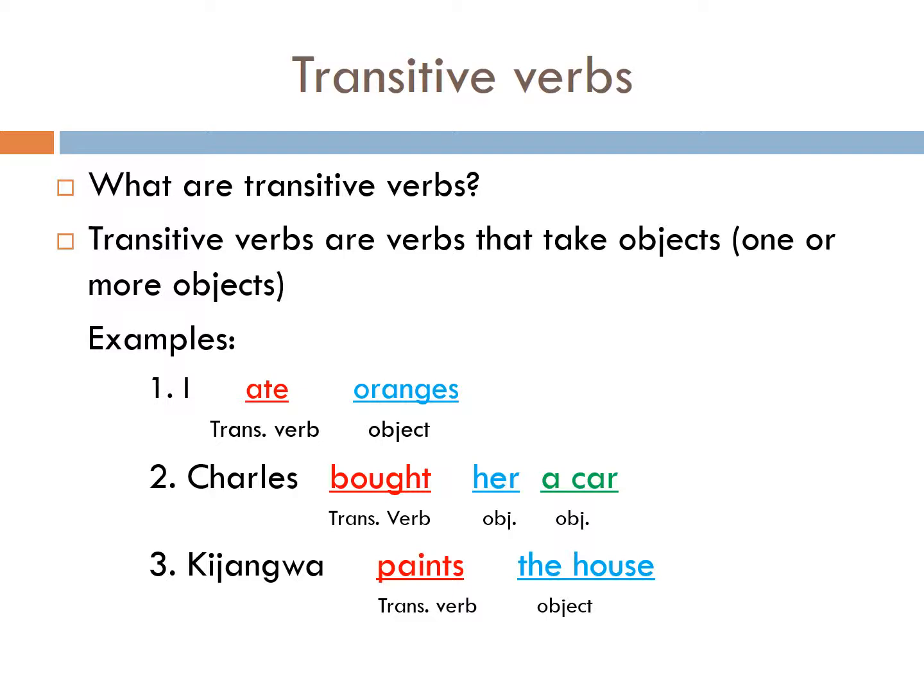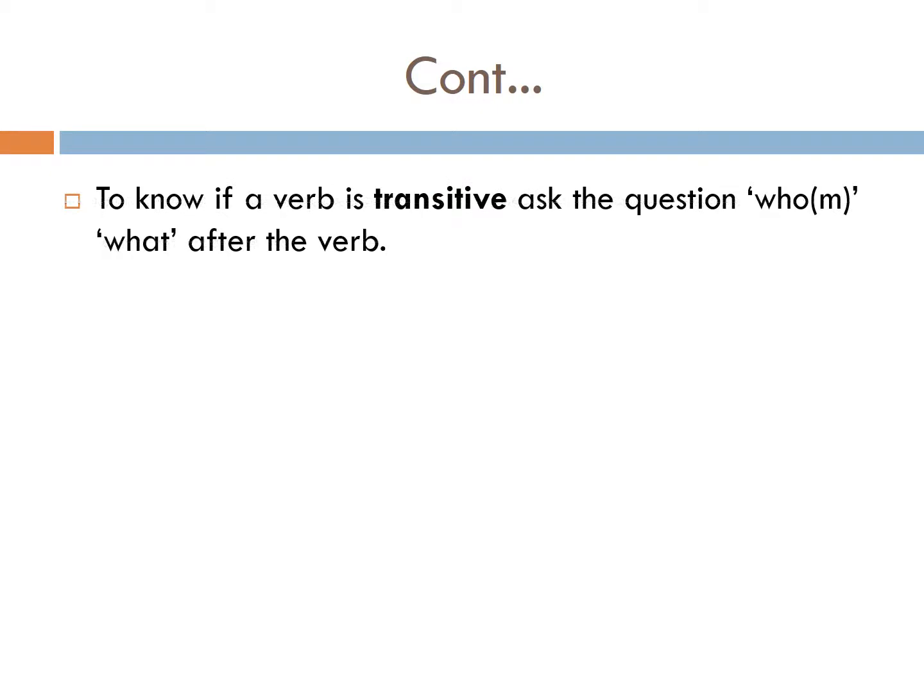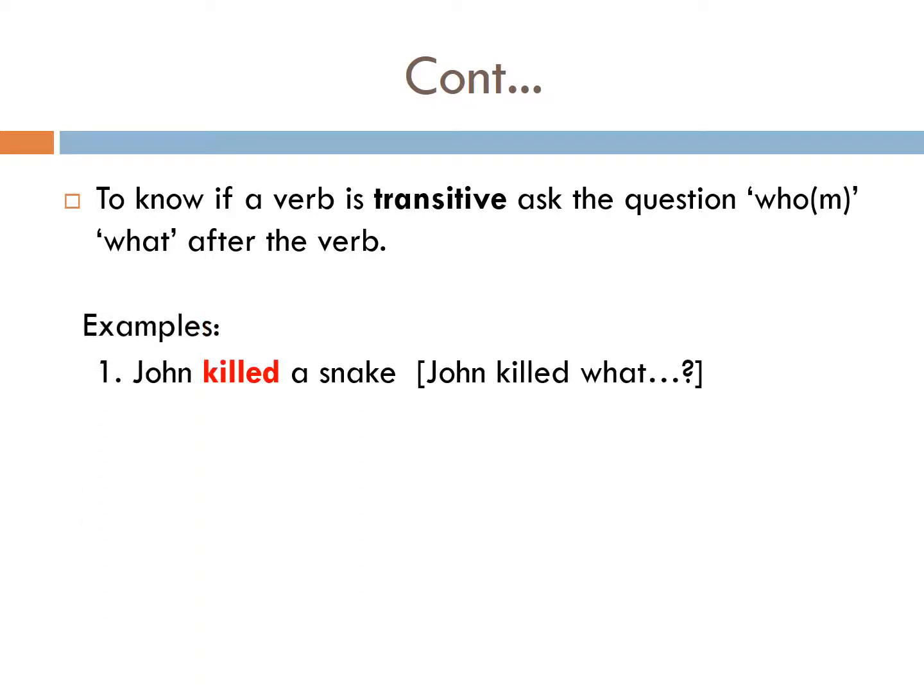Kijangwa paints the house. In this example, paints is a transitive verb because it takes an object, the house. Now, to know if a verb is transitive, ask the question who or whom or what after the verb.